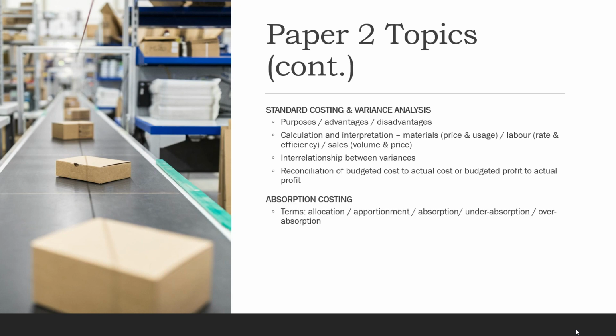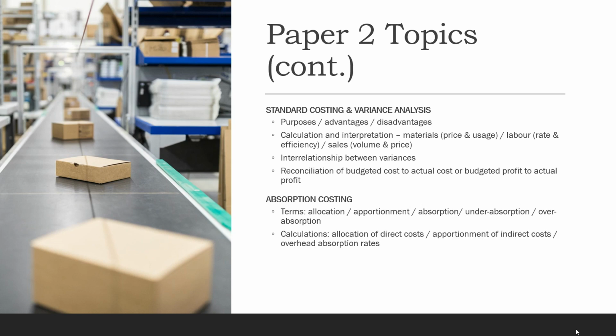Absorption costing, some terms you should be familiar with. So allocation, so when we allocate costs to a department, a cost centre, that's where they belong just totally to that one cost centre. Apportionment is where we share them out amongst the different cost centres. Absorption is where we absorb the overheads, the total overheads for each department into the units of output. And then an under absorption is where we haven't absorbed enough, perhaps because our output was lower than we planned. And over absorption is where we've absorbed more than we planned because our output, for example, was higher than we thought it was going to be.